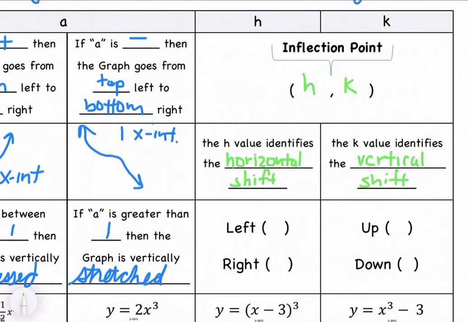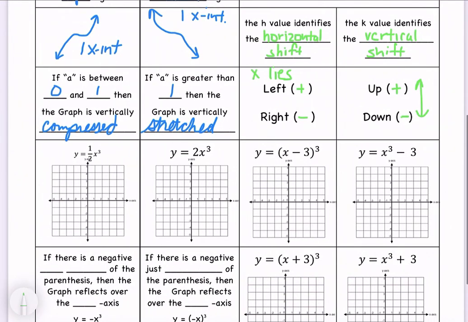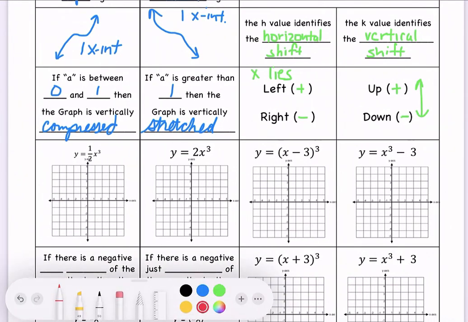Remember, with our h value, the x lies. So when it moves left, it's positive, and right, it's negative. The up and down, though, stays the same. Up is positive, down is negative, just like all of our other graphs. So let's look at some graphs.